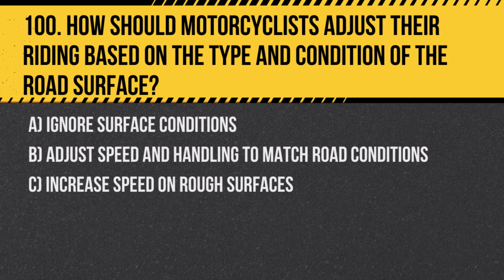Question 100. How should motorcyclists adjust their riding based on the type and condition of the road surface? A. Ignore surface conditions. B. Adjust speed and handling to match road conditions. C. Increase speed on rough surfaces. Answer: B. Adjust speed and handling to match road conditions. Adapting riding style to the road surface is key to maintaining control and safety.